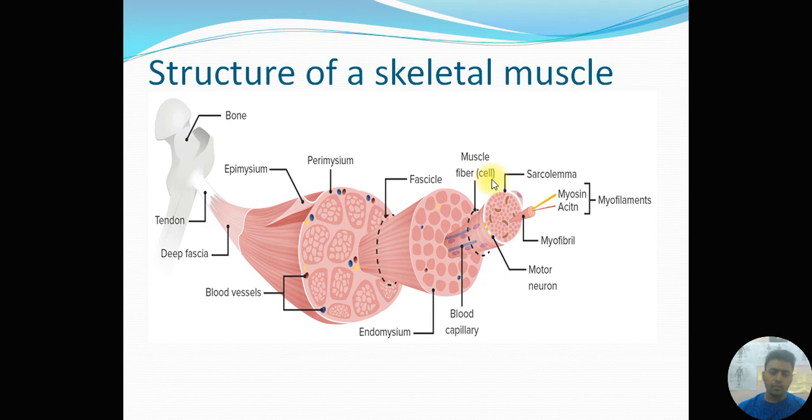Before we get to the muscle contraction, let's learn about the structure of skeletal muscle. If you know the structure of the skeletal muscle, then only you'll be able to learn the muscle contraction theory. So let's learn about that first. Let's say this is a muscle coming from the thigh, the hip joint. Let's say it's a quadricep muscle. The muscle is attached to the bone with the help of a tendon, and there's a deep fascia here. Now, this is the muscle.